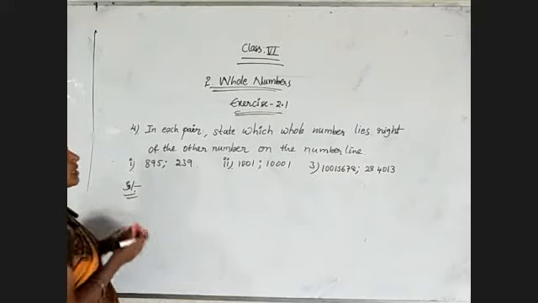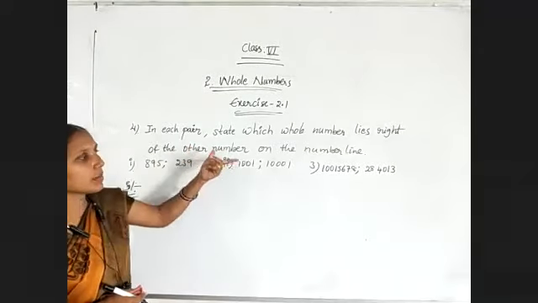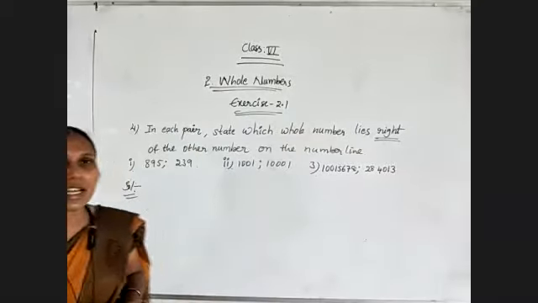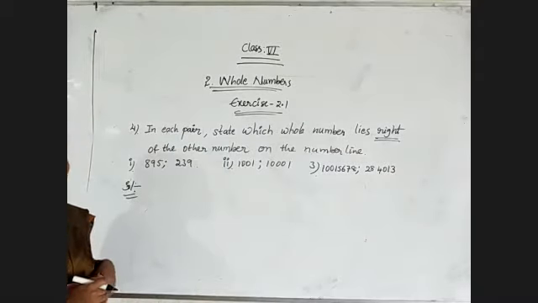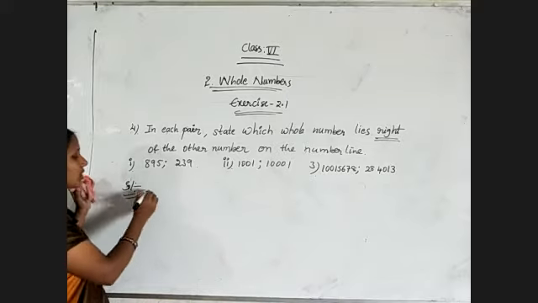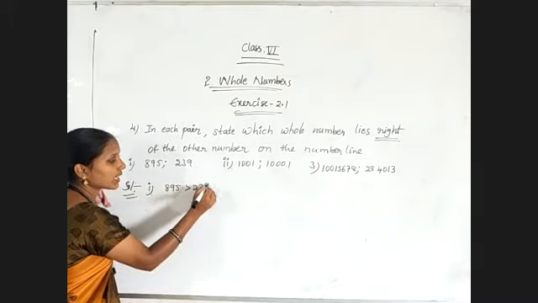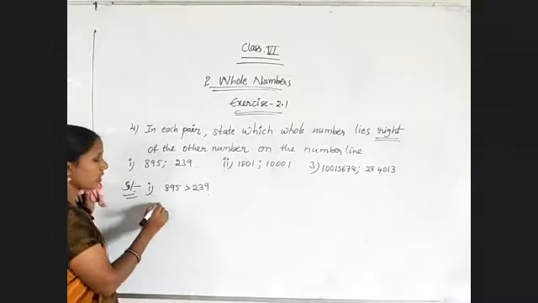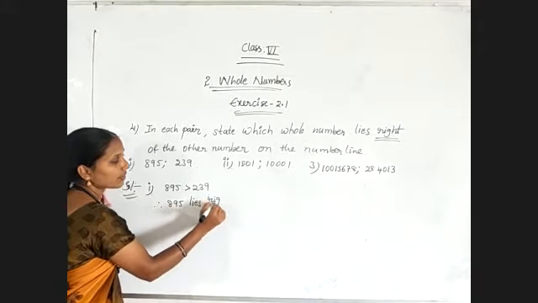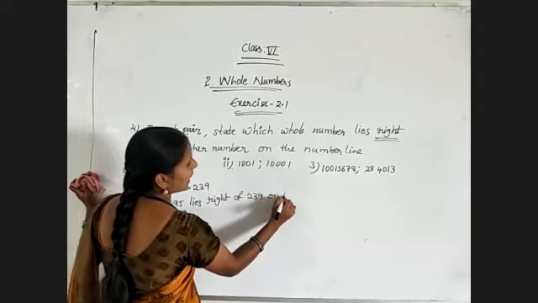Now what is the question? Read: in each pair, state which whole number lies right of the other number on the number line. So here they mention the right side. Right side means the greater number only. Yes or no? The greater number we need to choose. So among these two, which one is the greater value? For the first question, 895 is greater than 239. Yes or no? Therefore, 895 lies right of 239 on the number line.